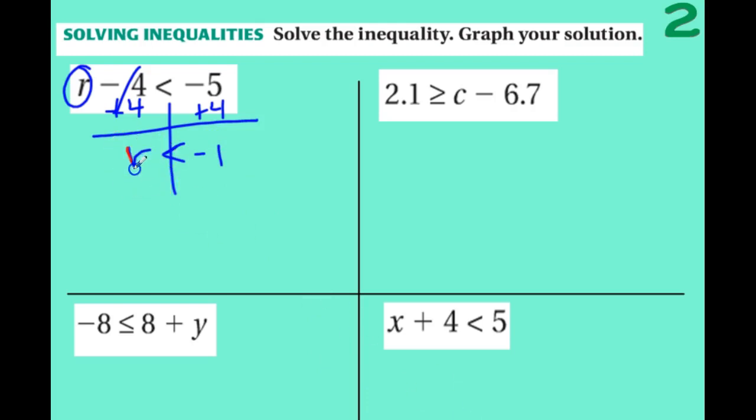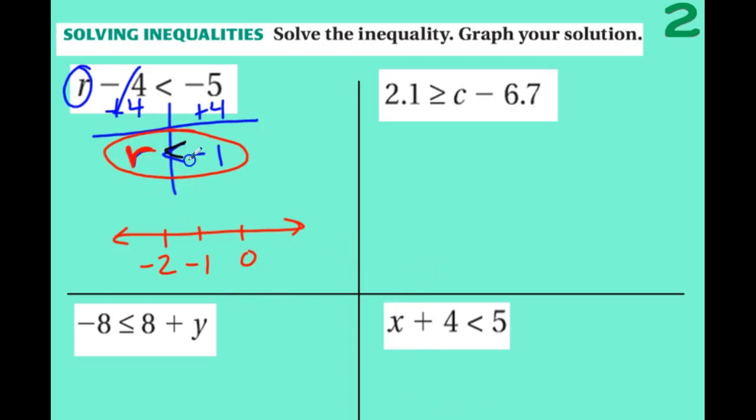Now, we can graph this. We can only graph if our letter is on the left. R is less than -1. So I'm going to draw a number line. Instead of always putting 0 in the middle, I'm going to put whatever number I get, -1. Going to the left would be -2. Going to the right, positive numbers would be towards 0.